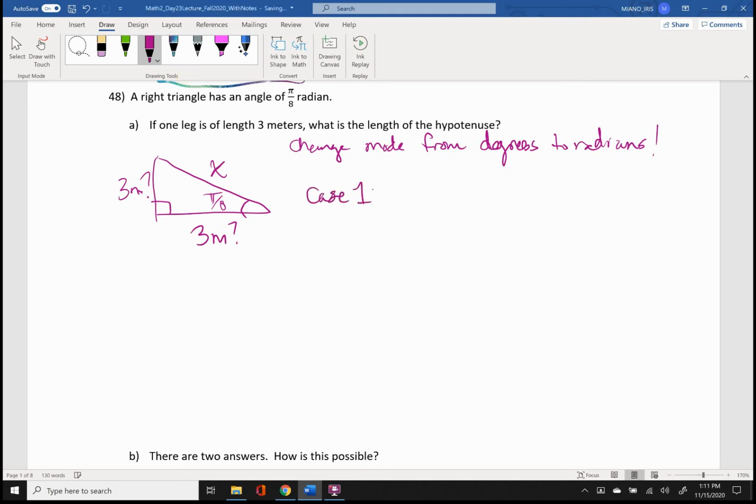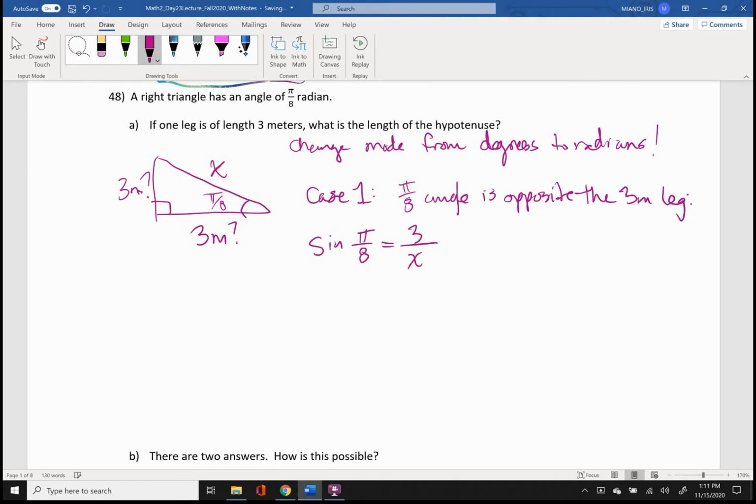Case 1, let's entertain the case where pi over 8 is opposite the 3-meter leg. So the pi over 8 angle is opposite the 3-meter leg. If this is the case, then we could set up the sine ratio. Sine of pi over 8 is opposite 3 over hypotenuse, right?